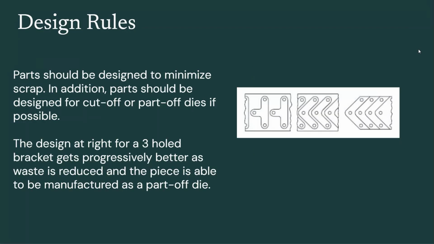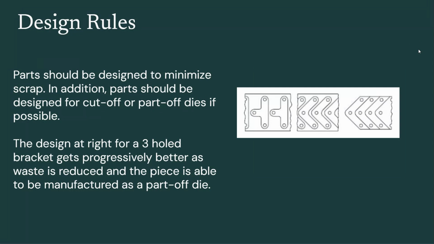And lastly, if you can design parts for cutoff or part-off dies, that is much more beneficial to how affordable the part is to be made. Also, if you can reduce scrap. So you can see here these designs on the right, they're all for a 3-hole bracket with the holes in the same relative location to each other, but the choice of the perimeter around those holes, in the first one, it's not a very efficient design. There's a lot of wasted scrap that's going to drive up your prices.